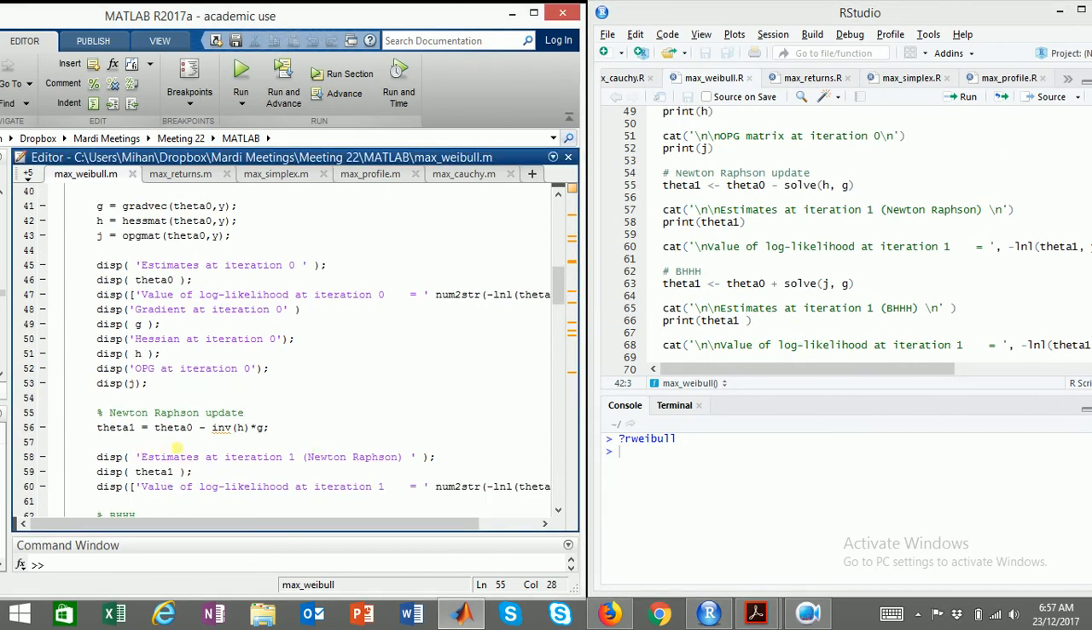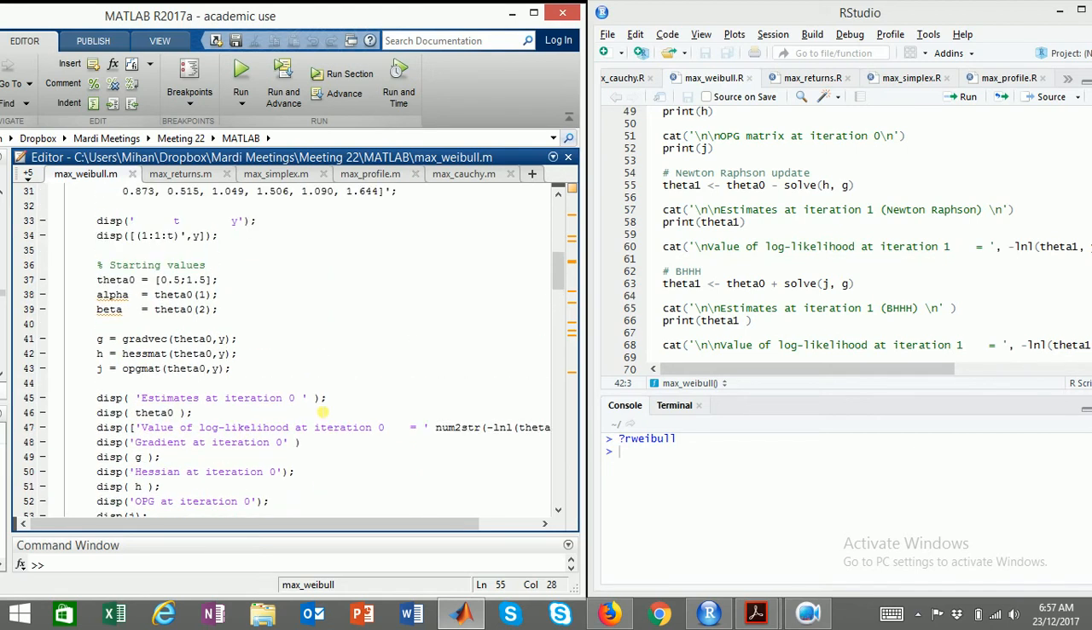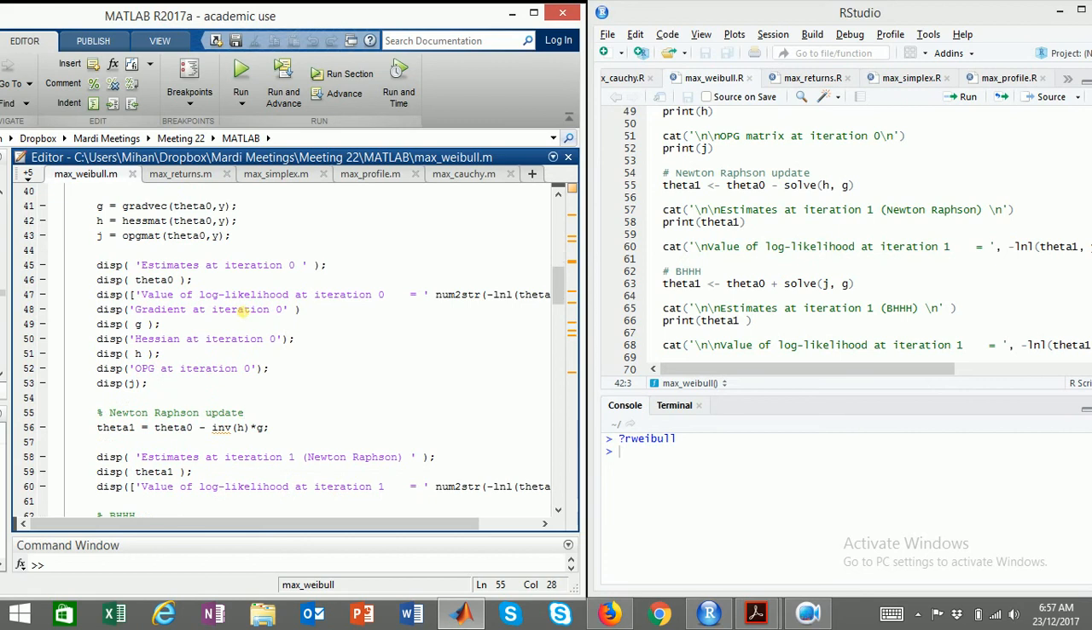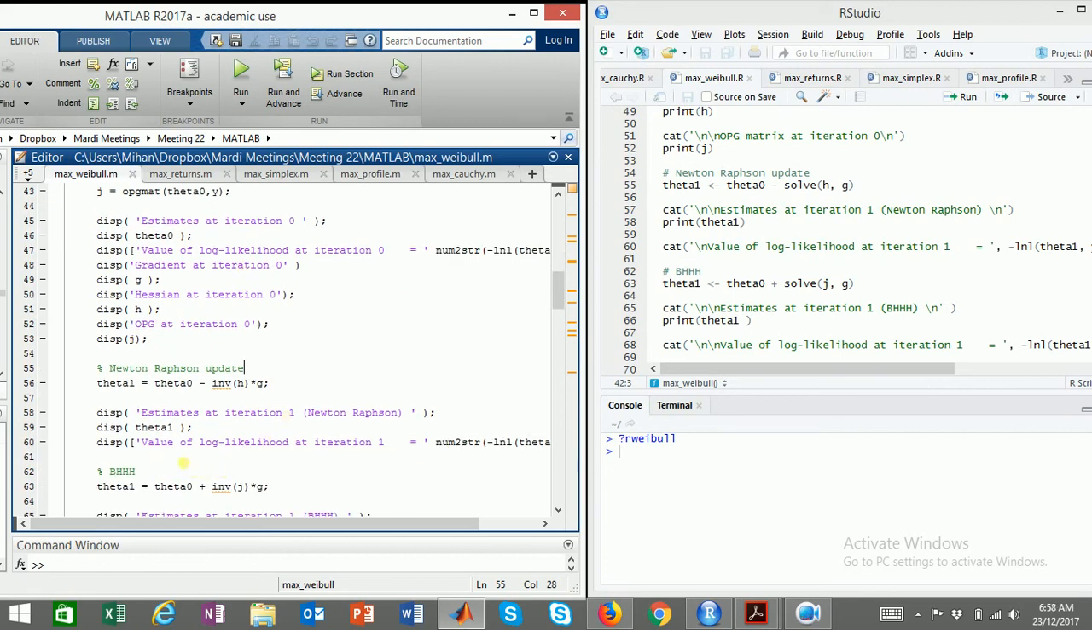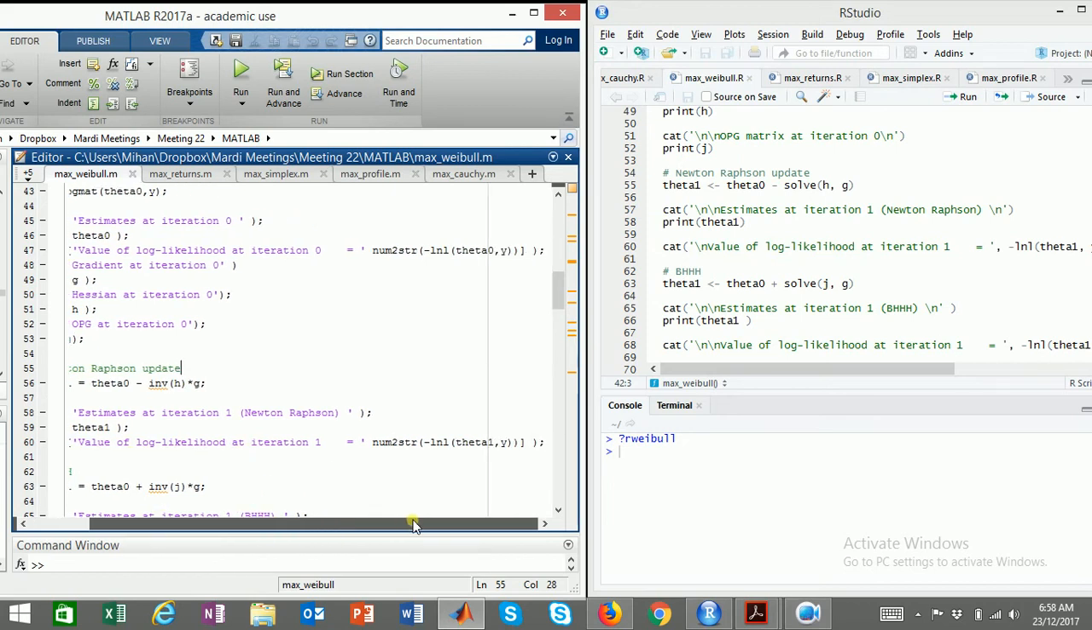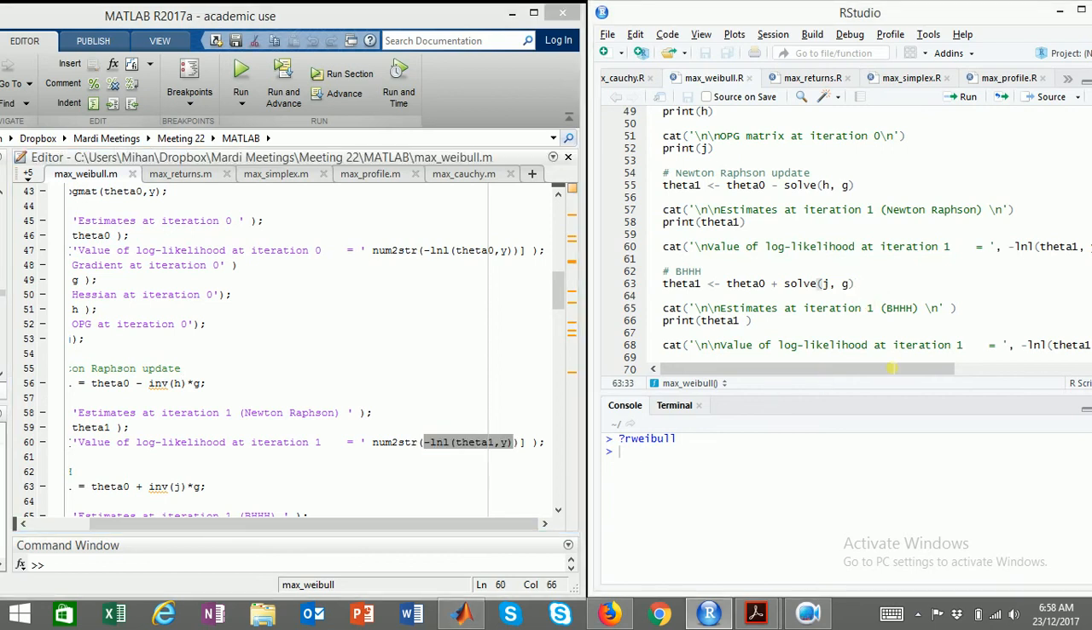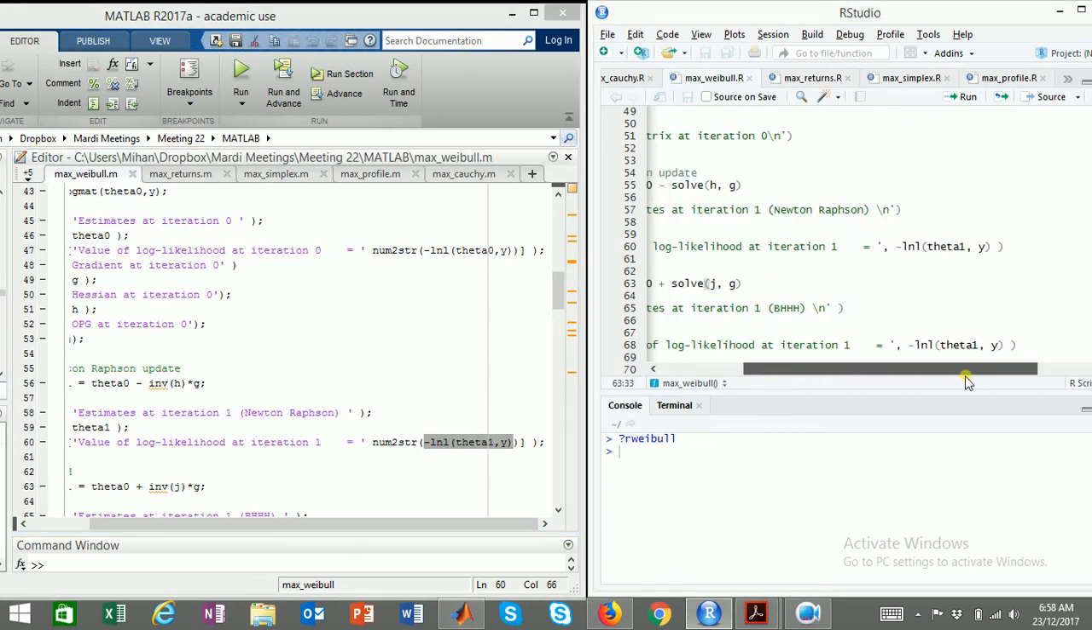Okay. And then we're doing the Newton-Raphson update. Theta 1 is equal to theta naught minus the inverse of h, because we have already calculated theta naught. For theta naught, we are just using 0.5, 1.5 here, minus the inverse. The update is simply this, estimate at iteration 1, display theta 1, display number to string log of L theta 1. This is coming from the function again, so they're teaching us how to draw functions. That's all.